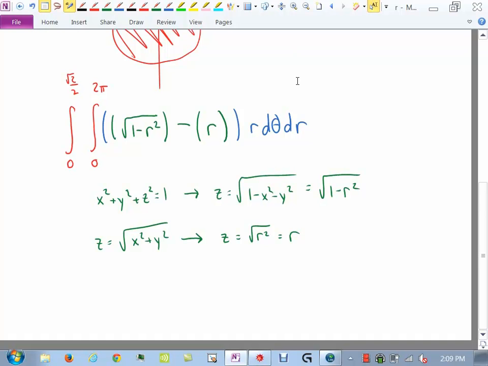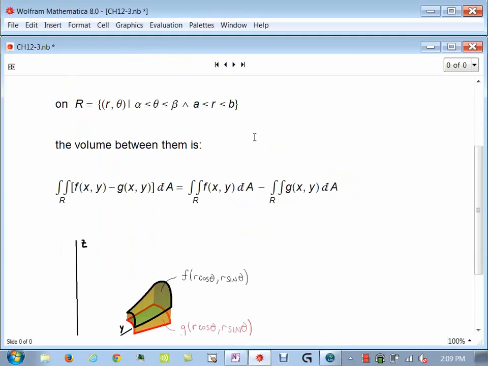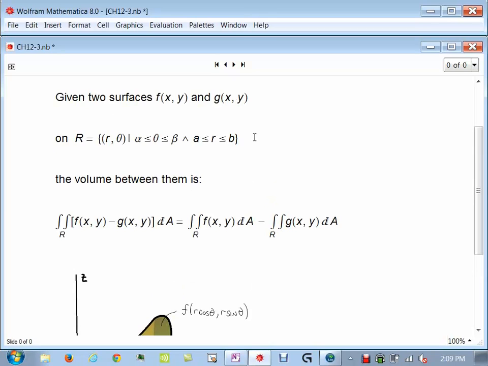Now, I'll point you back to the note that I just put up right before I did this example. The note says that if you want to do the volume between two surfaces, you just put the two together, right? It's the top surface minus the bottom surface. That's what I just did. I did not want to split it into two separate double integrals.